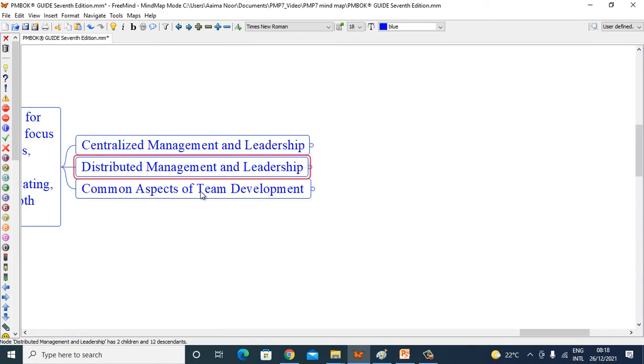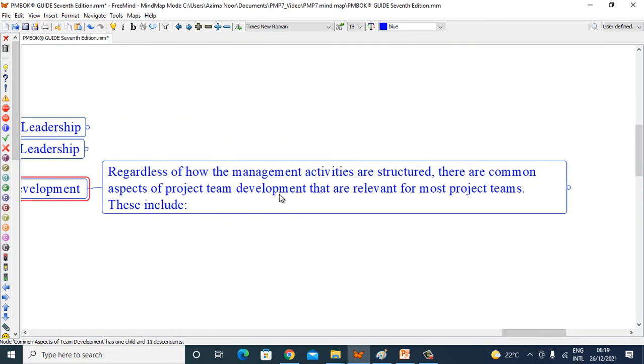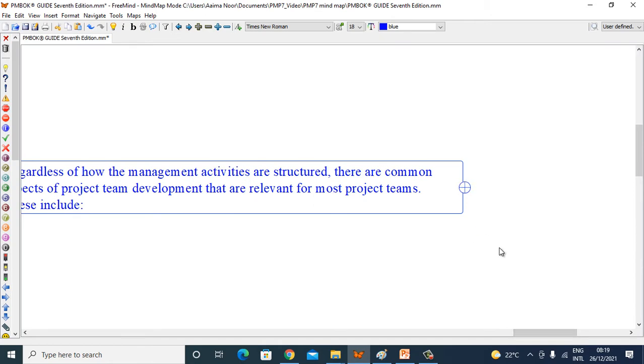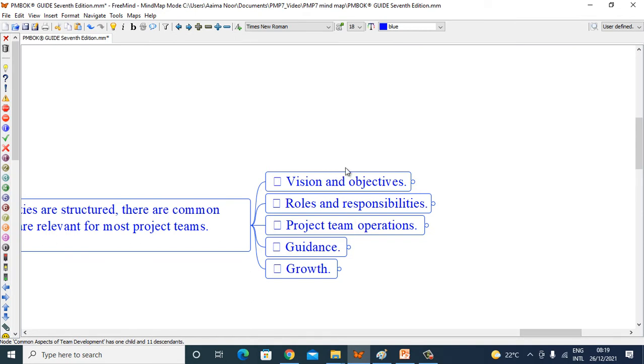Let's see the third one. Common aspects of team development. Regardless of how management activities are structured, there are common aspects of project team development that are relevant for most project teams. These include vision and objectives, roles and responsibilities, project team operations, guidance and growth. Let's explore first vision and objectives.